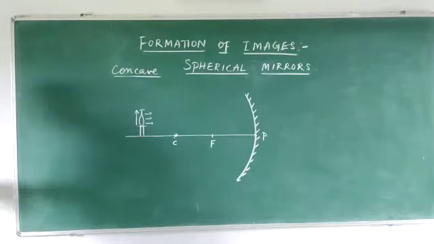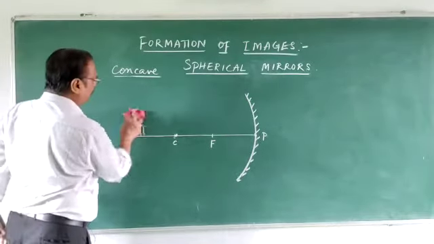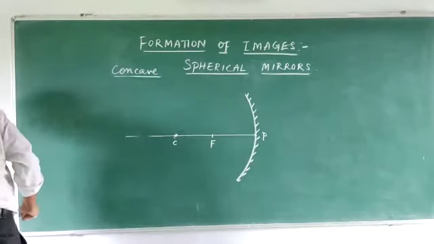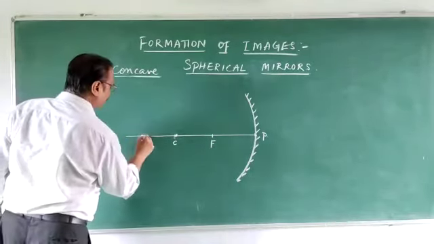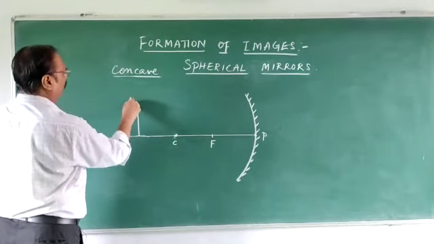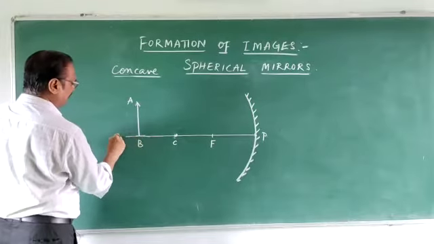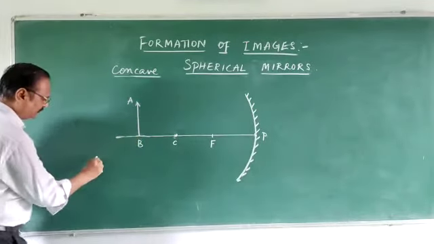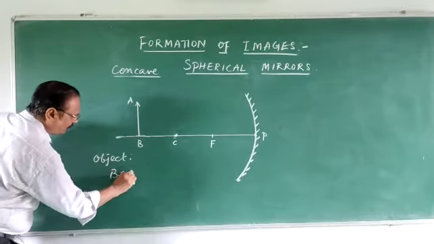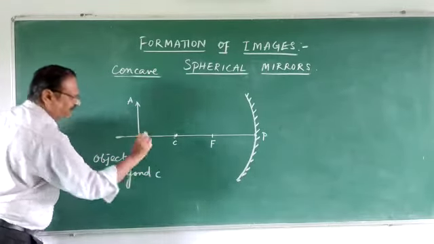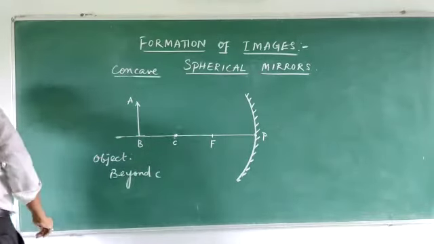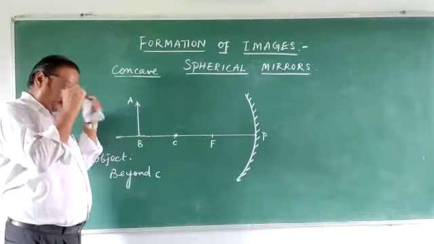So when I draw an object, I need not draw a candle like this. Simply I can represent it by a straight line. Okay, so now this is the object. Object is AB. Now, where is the object? Object is beyond C. Beyond C means beyond the center of curvature. Okay, so that is the first point.